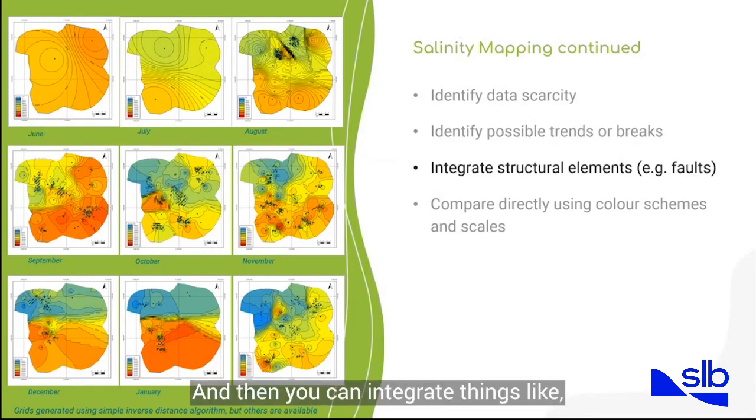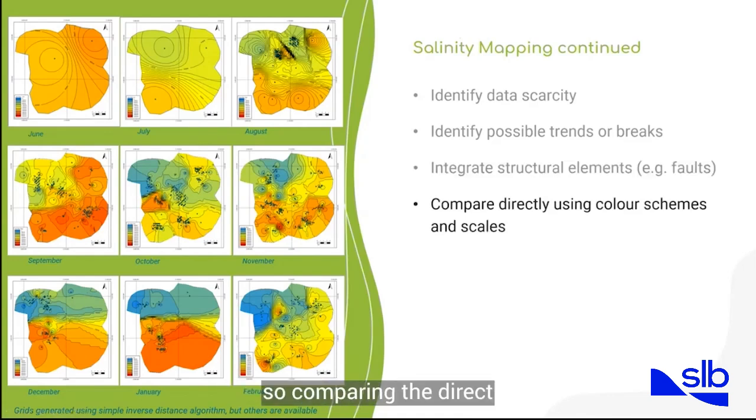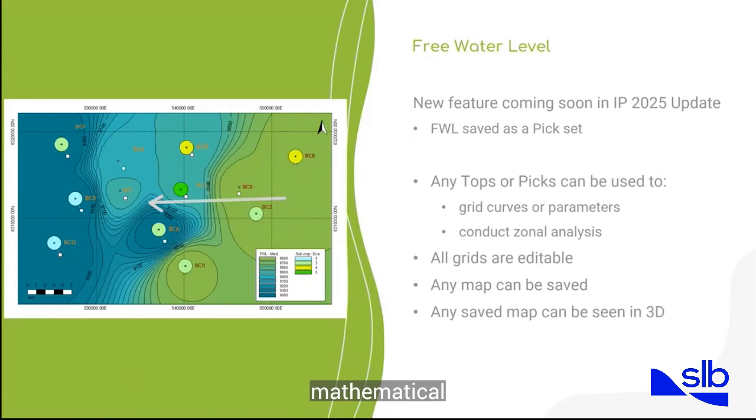And then you can integrate things like, oh, should there be faults that were active at this time? Or is this just nothing to do with the structure? Again, questions and going in and finding the answers. All right, so comparing the direct color schemes, highlighting any potential trends or breaks in the data, and going and discovering what could that imply? Or is it just a mathematical throwback to the data?